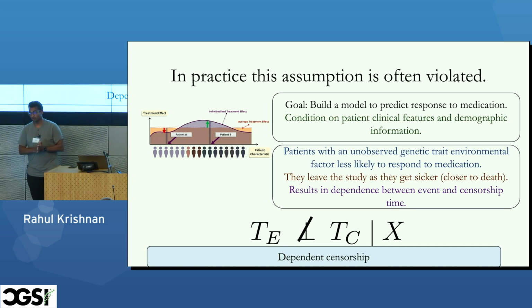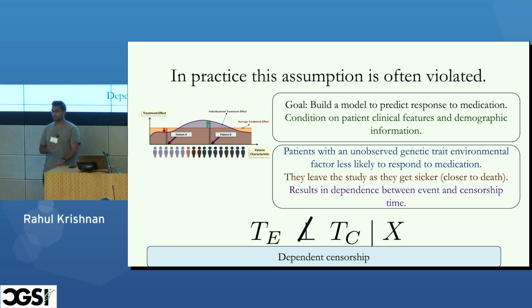So for example, if our goal were to build a model to predict treatment response to medication, then we would do our best to work with clinical domain experts to collect patient clinical features as well as demographic information. And we'd pack all of the things that we thought were important into this covariate X. But the problem that we run into here is that there may be a patient who has an unobserved genetic trait, or there may be environmental factors that affect their response to medication. And this does not show up in the set of covariates X. And if you're working with domain experts who suspect that this may be the case, then you run into the problem of dependent censorship.